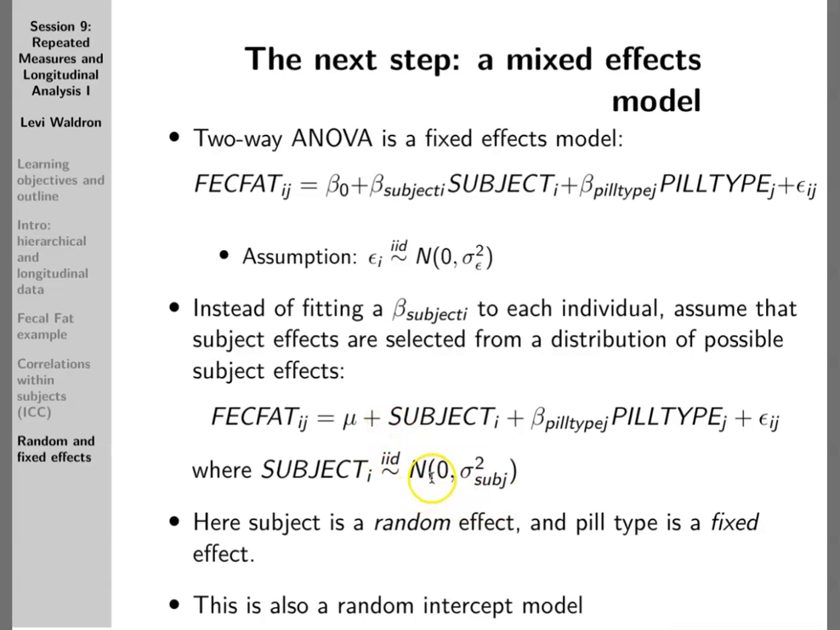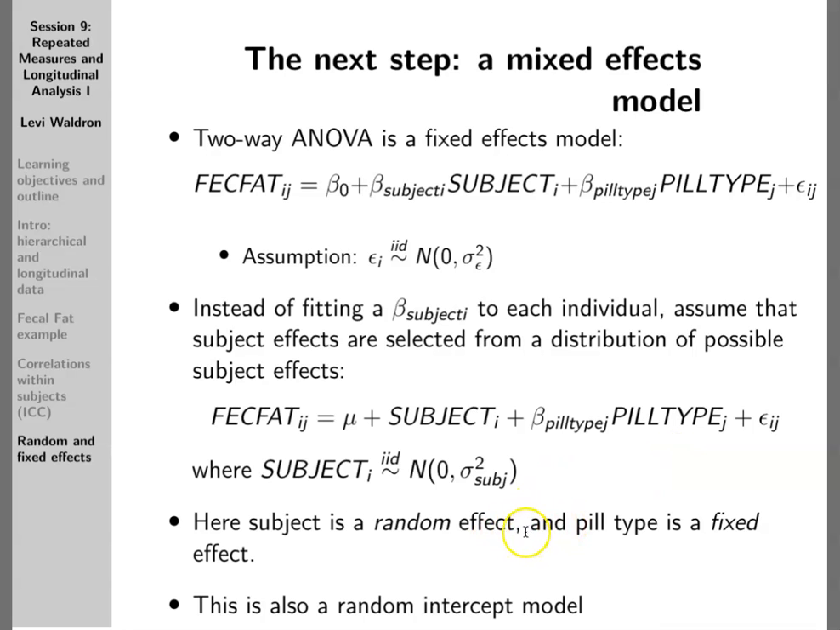So it's a normal distribution with mean 0 and a standard deviation given by this subject-specific variance. So you can see that with a mean 0 for this subject random variable added to an overall mean, this gives us an overall mean of mu with a variance of mean fecal fat excreted given by this sigma squared subject. And then the other parts stay the same. This is a fixed effect for pill type plus our residuals.